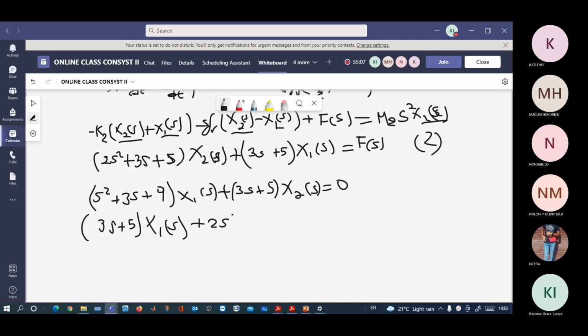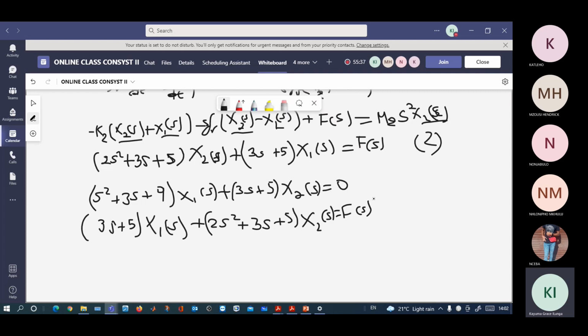Plus 2s squared plus 3s plus 5, plus 5 x2 of s is equal to f of s.